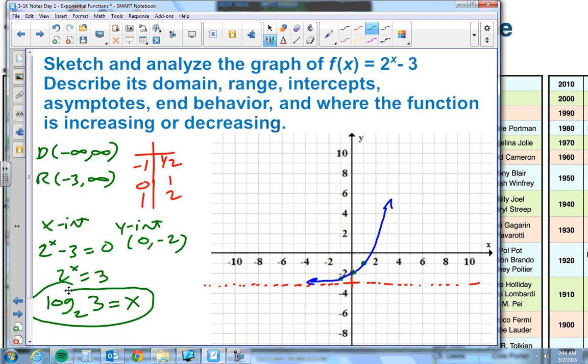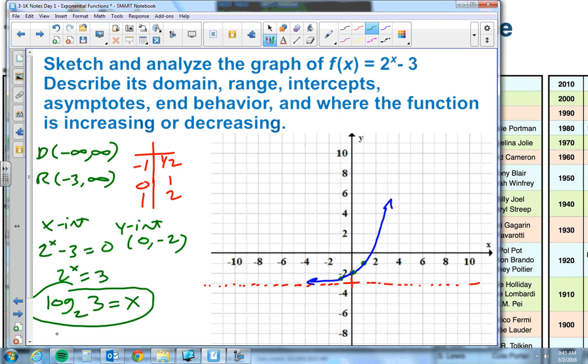Now, to give you a little perspective on how big that is, just watch. 2 to the power of 0 is 1, 2 to the power of 1 is 2, 2 to the power of 2 is 4, right? I'm just saying, log base 2 of 3 apparently is 1 point something. Which means we were pretty accurate here when it should have crossed between 1 and 2 on the x-axis. Okay, we got that. That's the intercepts.